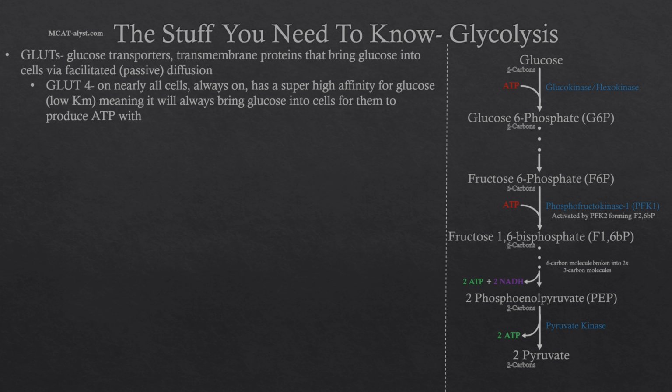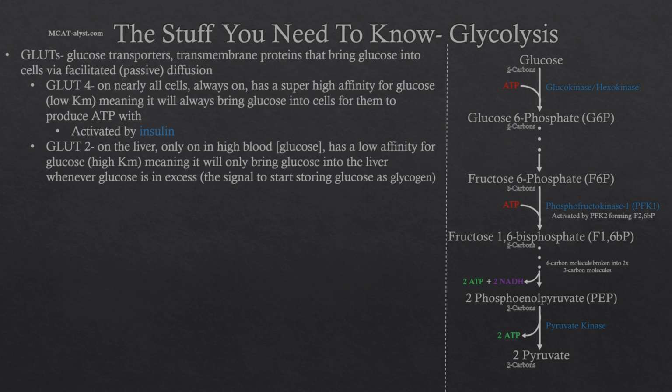This is another way of stating that it has a low Km, a low Michaelis constant, if you know anything about enzymatic kinetics. Basically, all of this just means that it is always going to be bringing glucose into the cells so that they can produce ATP. So even if there's not really that much glucose, GLUT4 is still going to work. GLUT4 is activated by insulin, which should make sense. Insulin is released whenever we have a ton of blood glucose. So the presence of insulin is basically just going to help us ship that glucose into the cells using GLUT4.